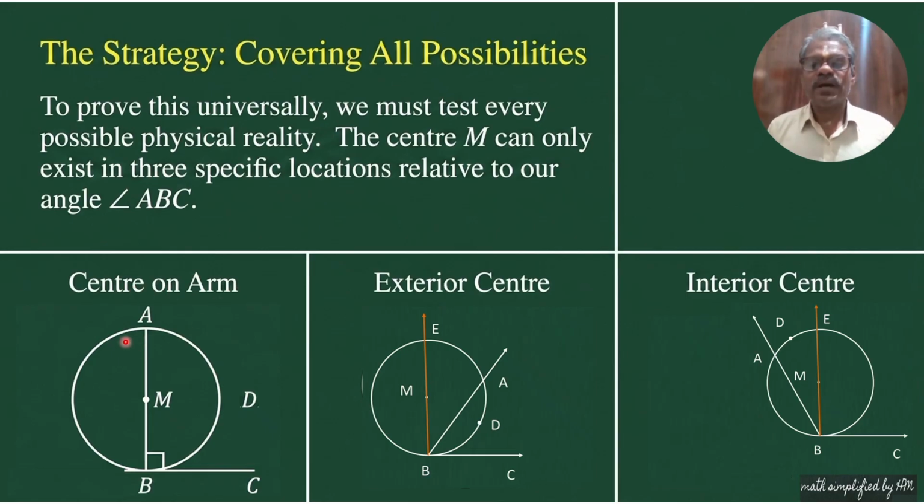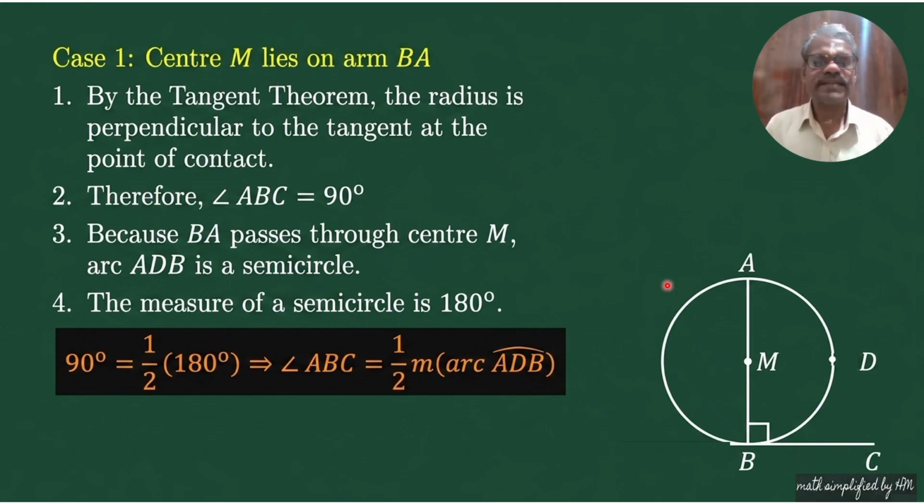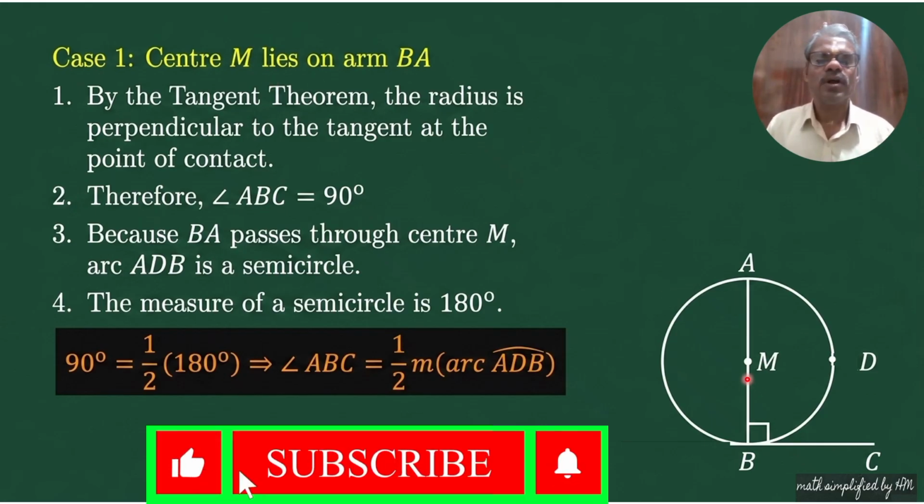Center on arm relative to angle ABC, exterior center with respect to angle ABC, interior center with respect to angle ABC. Now case 1, center M lies on arm BA.